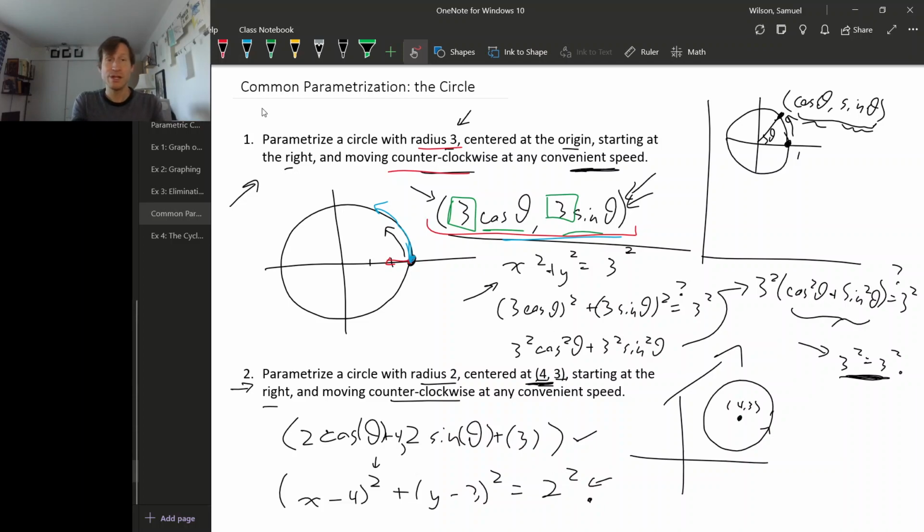All right, so the short version of this example is: to shift the center of the circle, just add the coordinates for the center of the circle at the end of your coordinate functions.